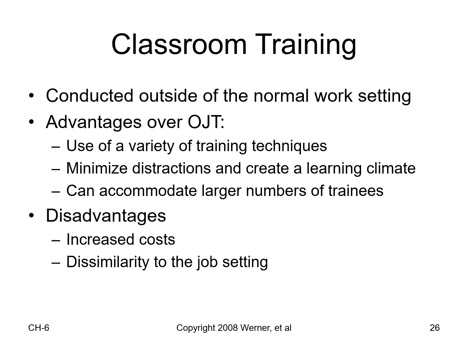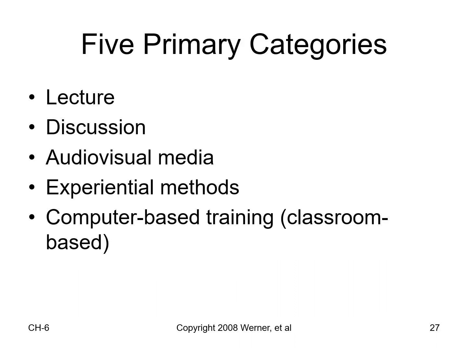So of course this is a disadvantage that you need to keep in mind. Now there are 5 categories of classroom training. There are 5 different, let's say, training methods that you can use in a classroom. Lectures, discussions, audiovisual media. Audiovisual means things that use audio and visuals. And then experiential methods, and of course, computer-based training. We will talk about them one by one.